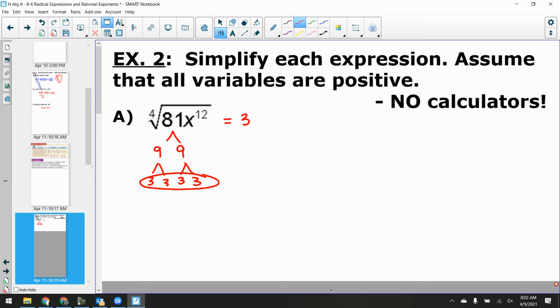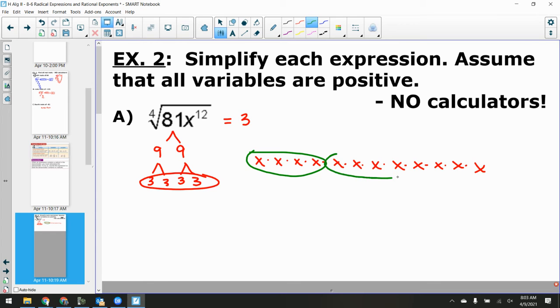Now, what do I do with the x to the 12? So remember, if I had a square root, I would just be taking groups of 2, right? So the same rule applies for a fourth root. I count 1, 2, 3, 4, 5, 6, 7, 8, 9, 10, 11, 12. Okay, so what I'm going to do now is take equal groups of 4. So what is the fourth root of x to the 12? x to the third.